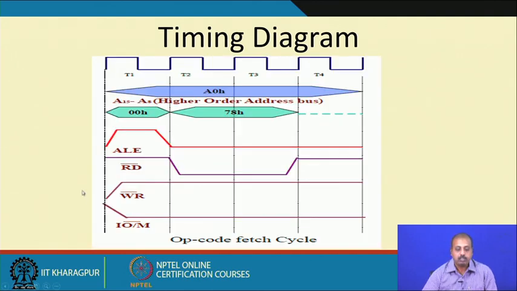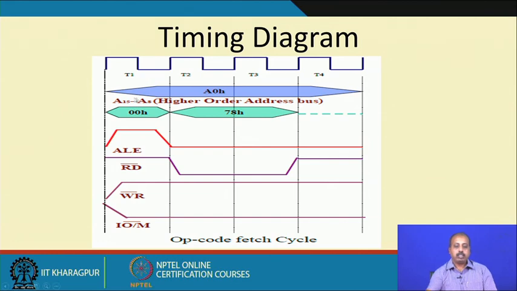So, that is done. This entire opcode fetch cycle takes 4 T states: T1, T2, T3 and T4. T1 starts at this point and ends at this point, then T2 starts at this point and ends at this point. These rising and falling edges of the signals can be sampled by the memory to know the exact timing duration where the transitions are occurring.